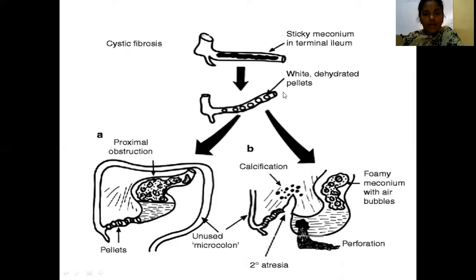As the neonate gets dehydrated, it will be forming meconium pellets, and this will cause a proximal obstruction, causing a dilated proximal ileum and a contracted terminal ileum, and the colon will be an unused microcolon. This is the unused microcolon. As the meconium gets calcified rapidly, we can see calcifications also, and there will be secondary atresia of the terminal ileum, and sometimes there will be perforation.